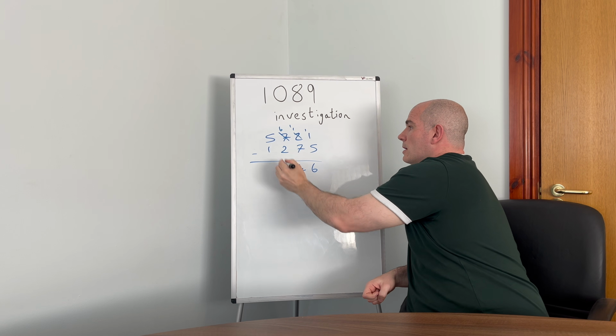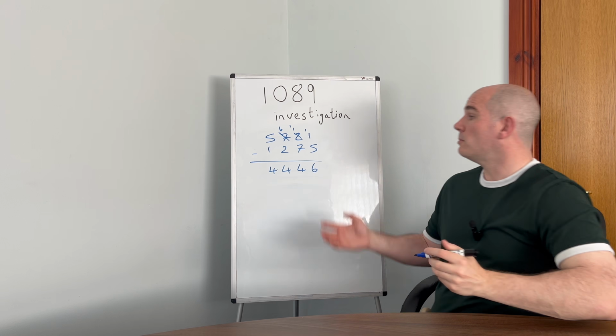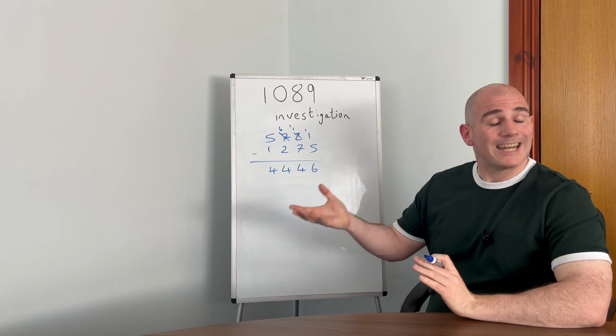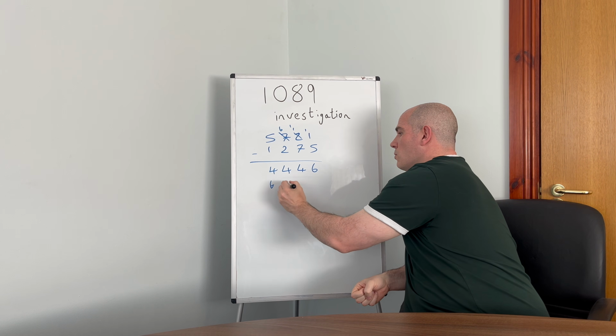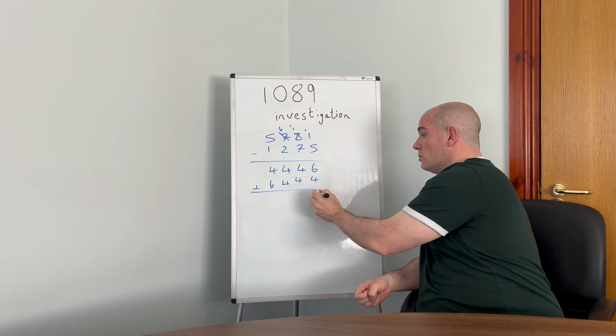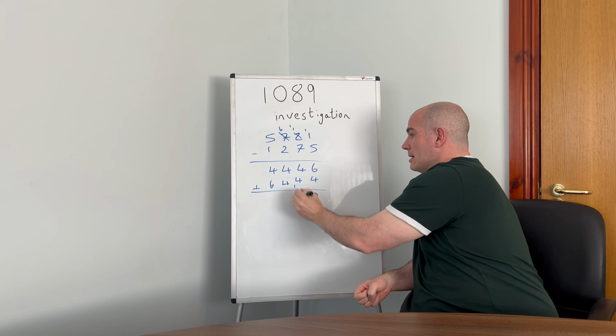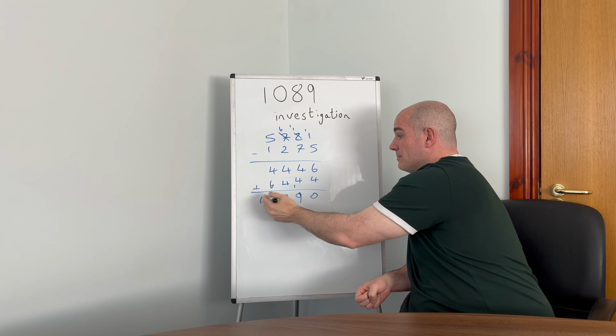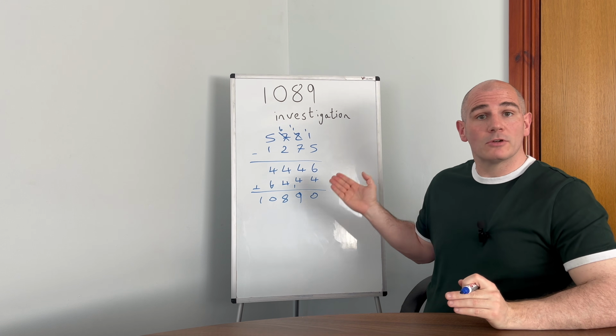So it's going to be 4, 4, and 4. So that's what I've got with my subtraction. Now we're going to reverse it and add it. So 6, 4, 4, 4, and then line them up and add. 6 plus 4 is equal to 10, 9, 8, and then 10. So the answer would be 10,890.